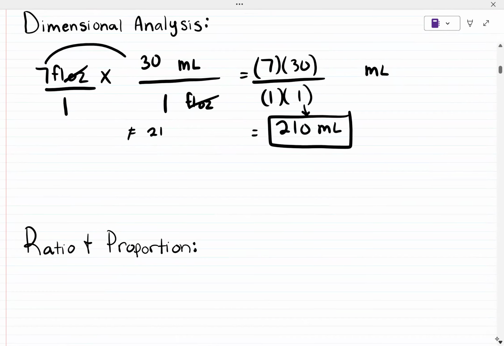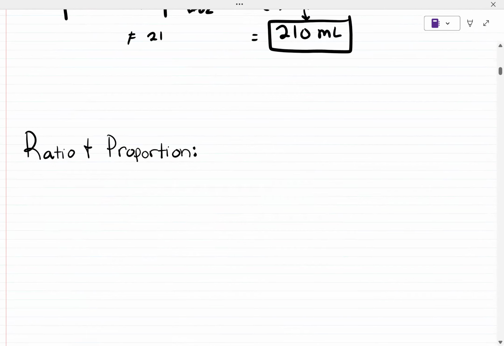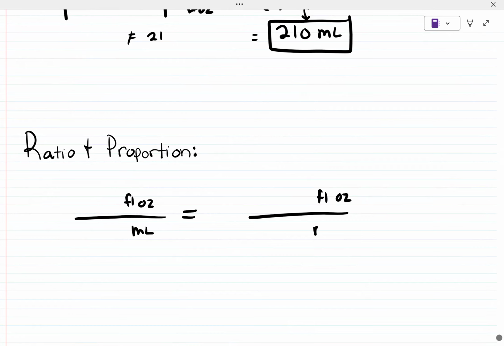Okay, now set it up as a ratio and proportion. Let's set it up as a fraction. You can set it up any way you like. On the top, you could do fluid ounces and on the bottom milliliters, and over here fluid ounces on the top and milliliters on the bottom. We were given 7 fluid ounces, and our unknown was milliliters. Based on the chart, what is the relationship between fluid ounces and milliliters? We know that 1 fluid ounce is 30 milliliters.